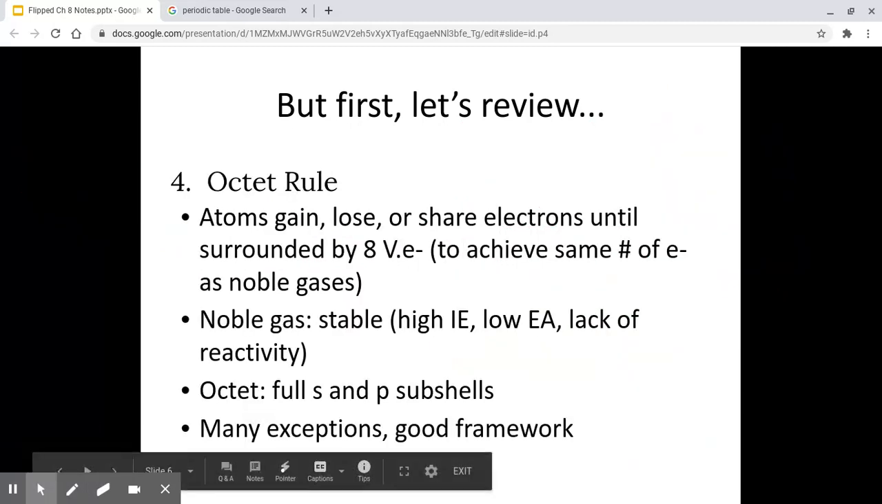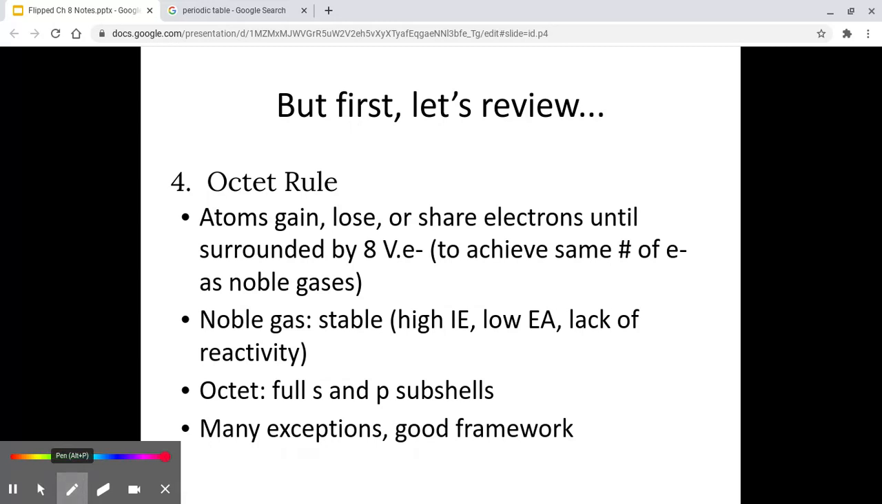All right, and then the octet rule. So we referenced this already today, but let's go over the octet rule one more time. Atoms are going to gain, lose, or share electrons until they're surrounded by 8 valence electrons. Basically, they're going to gain, lose, or share electrons until they have the same number of electrons as noble gases.